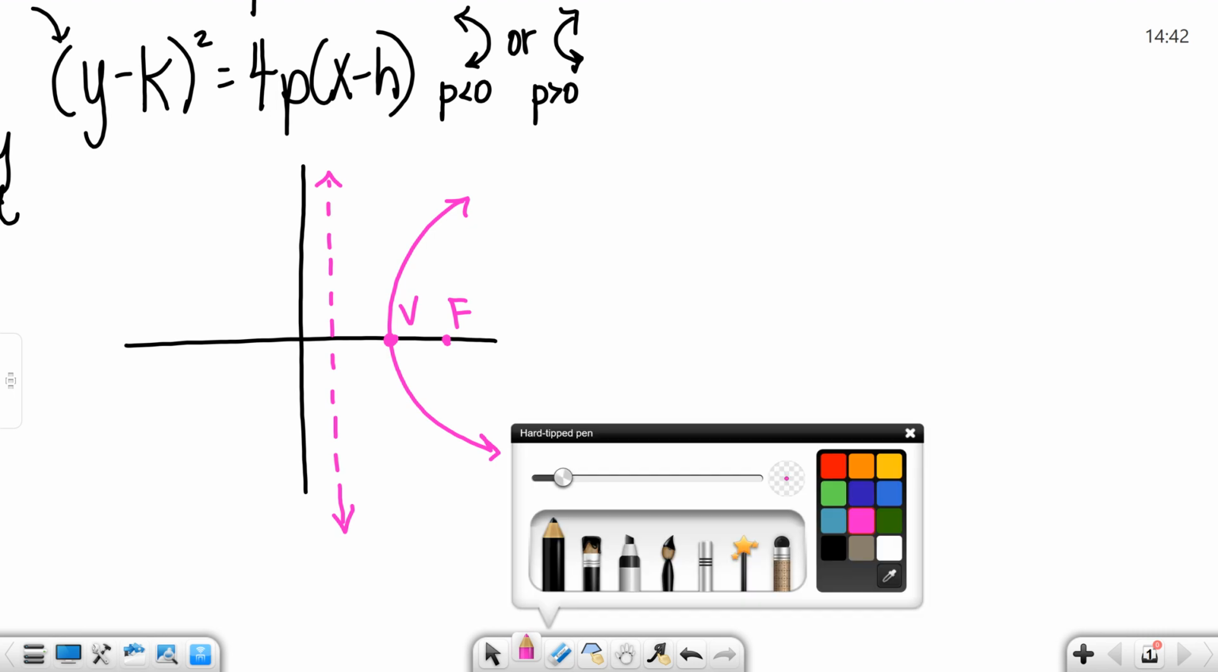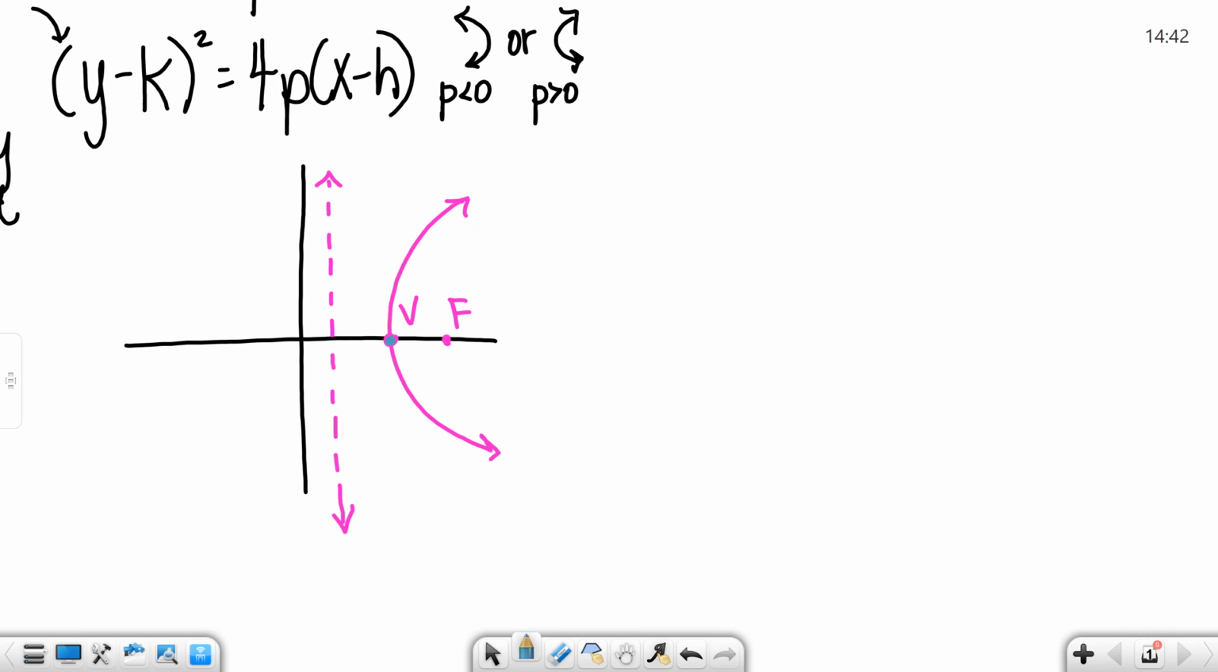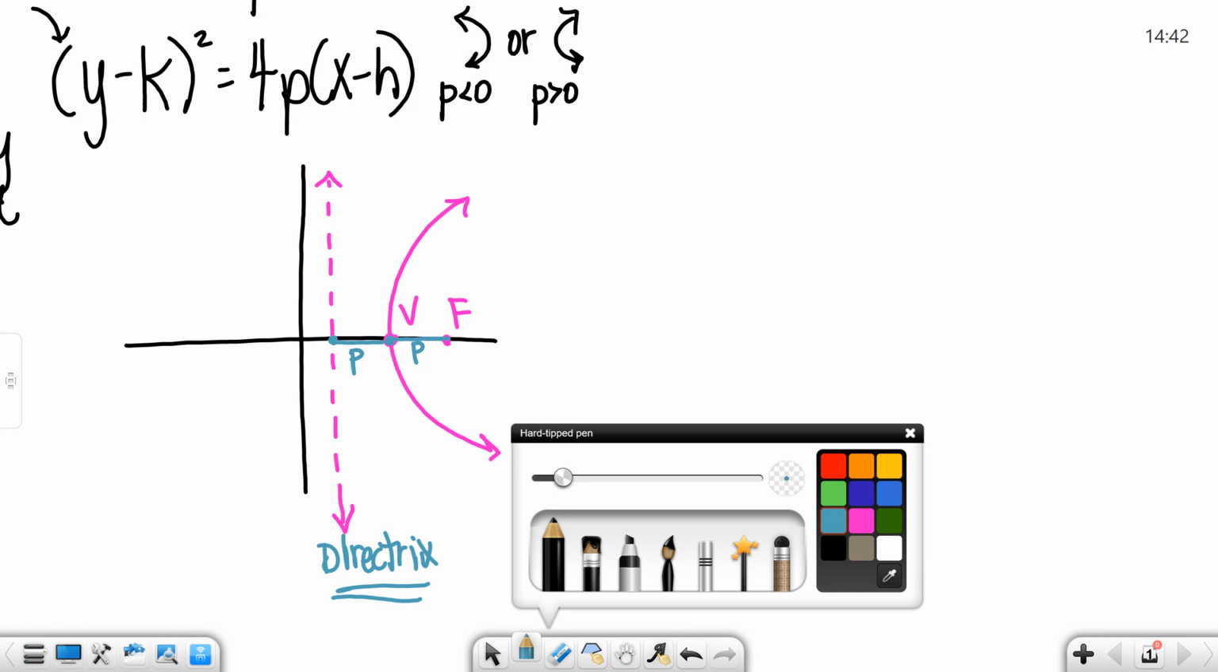The distance from the vertex to the focus is p. The distance from the directrix to the vertex is also p. This line is my directrix. It is an equation. In this case, it's a vertical line. Now, the one I have graphed for you is opening to the right, so this is one where the p value is positive.